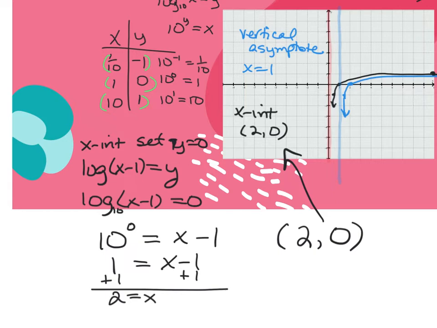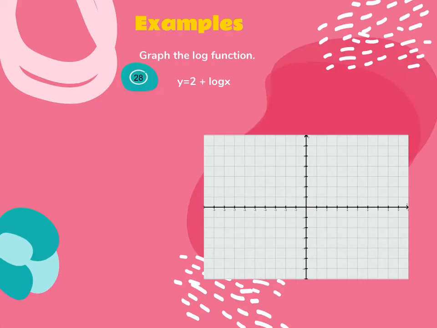Now let's do a shift up. So when it's in the parentheses being added or subtracted to the x, that's left and right. When it's out of the parentheses, this is going to be shifting up and down. So again, if it's easier for you to see, we could put log x plus 2 equals y. Again, there's no little base there, so it's assumed to be a 10. So the first thing I need to do is get this into the correct form. So what I need to do first is graph this basic one.